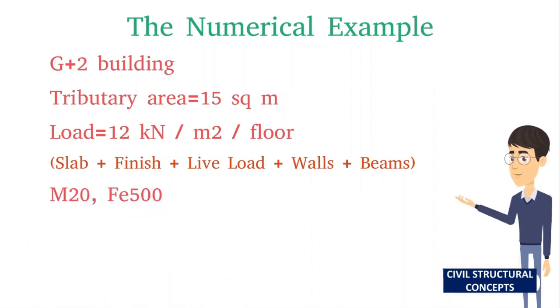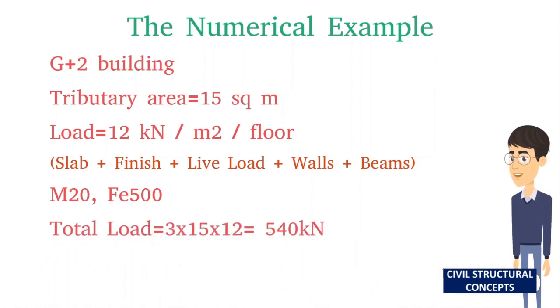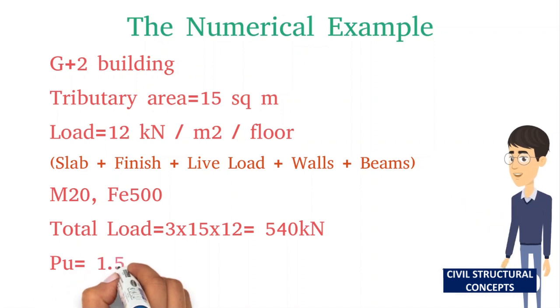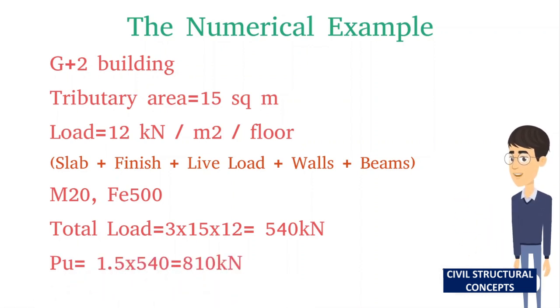First, let's get the total load. 3 floors multiplied by 15 square meters multiplied by 12 kilonewtons load. That gives us 540 kilonewtons. Now, we must factor this load for safety. We multiply 540 by 1.5. Our design load, or PU, is 810 kilonewtons.